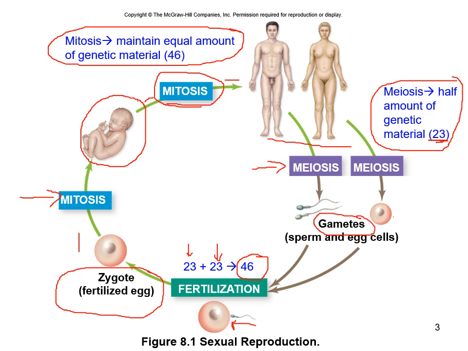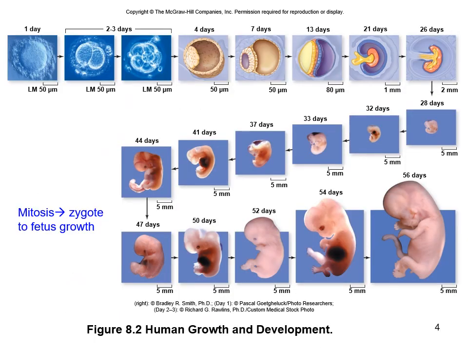So keep in mind, mitosis is for your somatic cells, and meiosis is for your gametes, which are your sex cells. The only time you use meiosis is if you're making sperm or egg. Any other time, it will be mitosis. And we can even take a look at this diagram right here that shows how we go from a zygote, or a fertilized egg, to a multicellular organism.